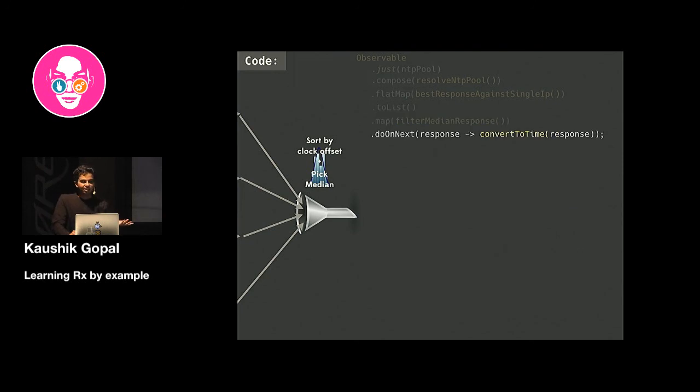So if you see, finally, the response that I get back, I convert it to a date object because the consumers of the library obviously in the end want a date object, right? So if you see, this is essentially how I built the solution up in Rx.